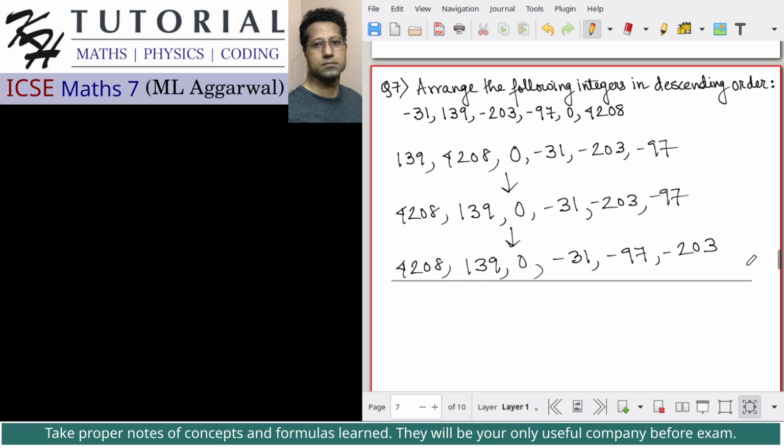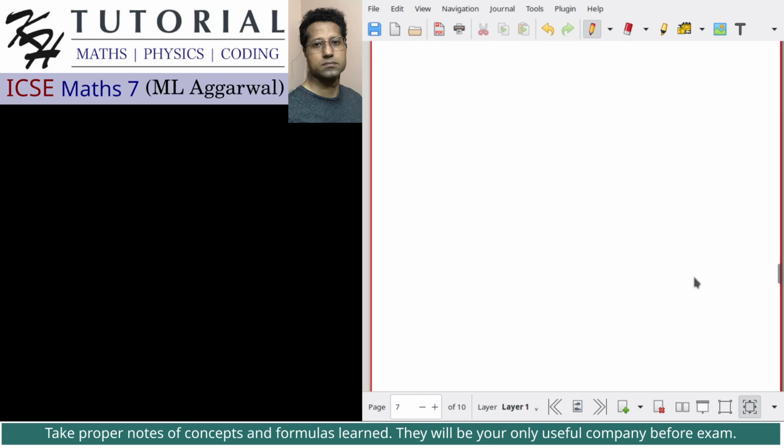So let's quickly check whether it is correct or not. Question number 7, it is 4280, 4208, 139, and 0, and then minus 31, minus 97, and minus 203. Okay. Let's solve the next problem.